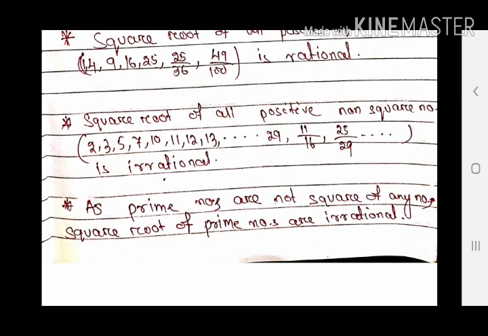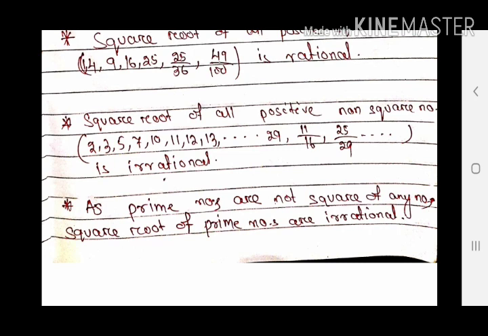So you can check root 2, root 3, root 5, root 7, root 11, root 13. This is the square root of the prime numbers. So they are irrational. Also square root of 8, which we are writing as 2 root 2, we calculated in class 8. So all these are irrational numbers.